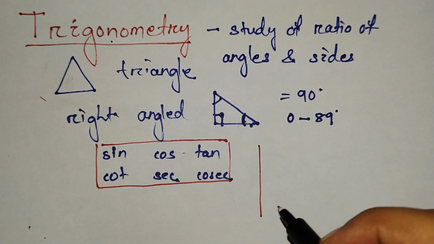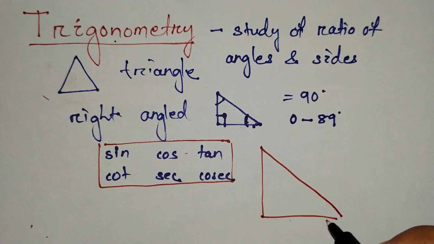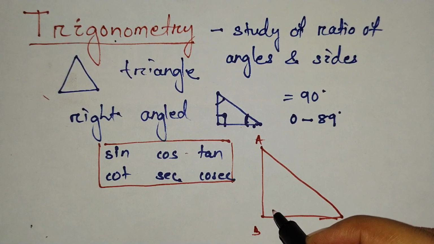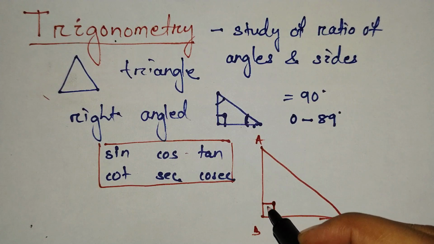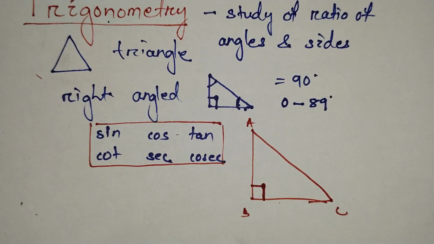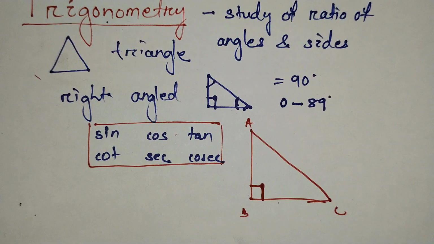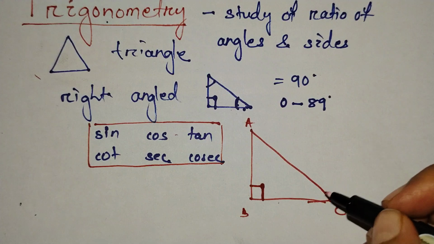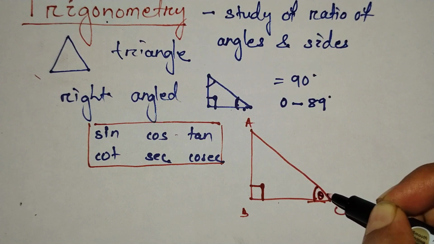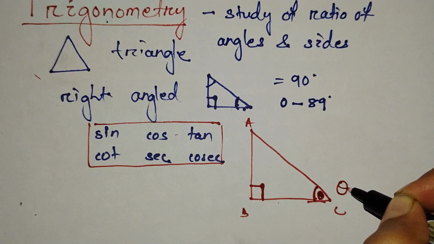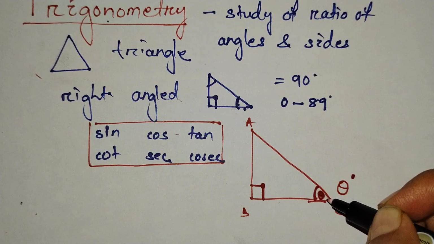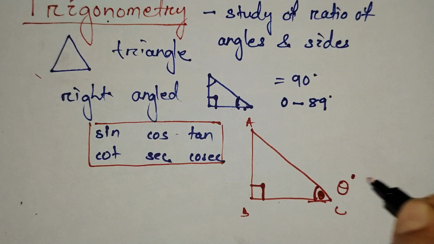Once again, I draw another right angle triangle. This is A, B, C. ABC is a right angle triangle with 90 degrees at B, right angle at B, and there are 2 other angles, angle A and angle C. If you consider the angle C, remember, if the angle value is theta, C is theta degrees, and you know C is an acute angle.